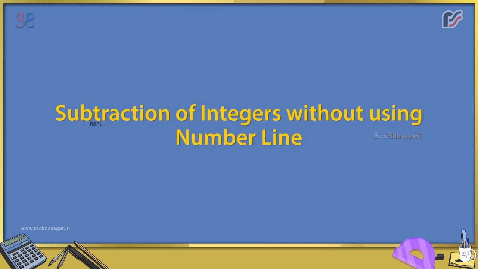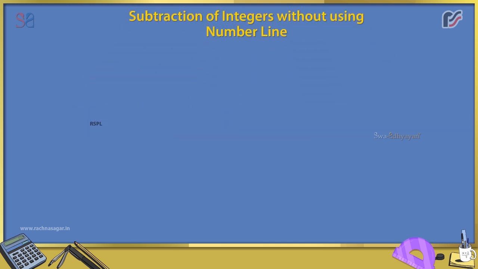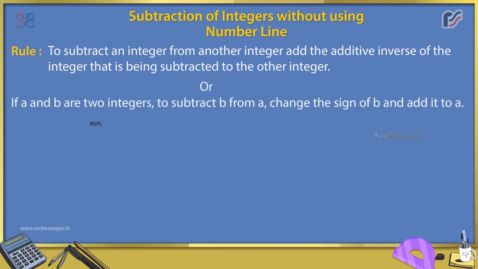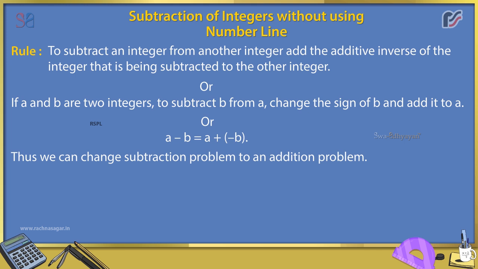Subtraction of integers without using number line. Rule: to subtract an integer from another integer, add the additive inverse of the integer that is being subtracted to the other integer. Or, if a and b are two integers, to subtract b from a, change the sign of b and add it to a. Or, a minus b is equal to a plus (−b). Thus, we can change a subtraction problem to an addition problem.